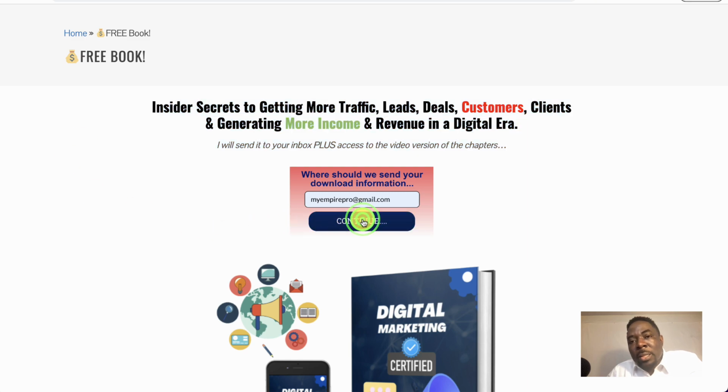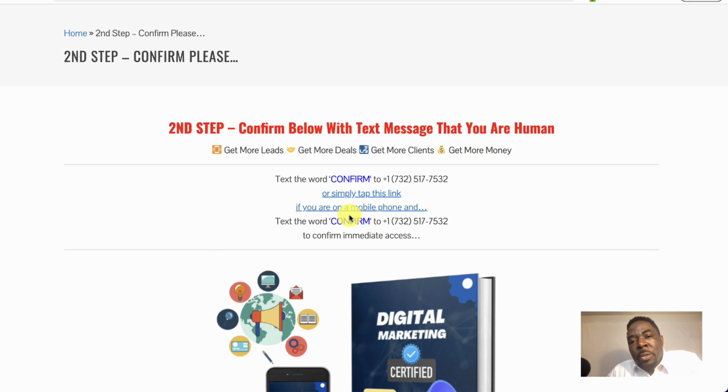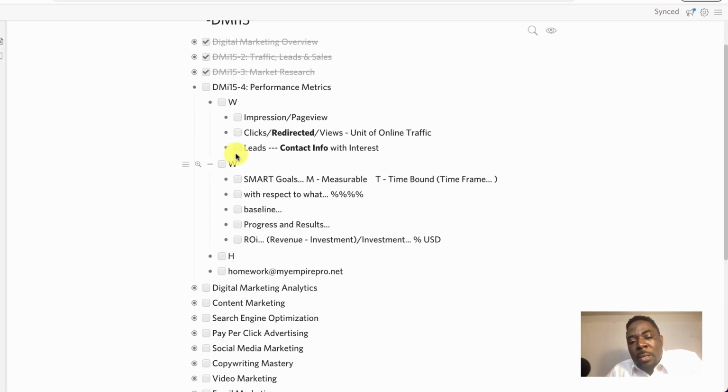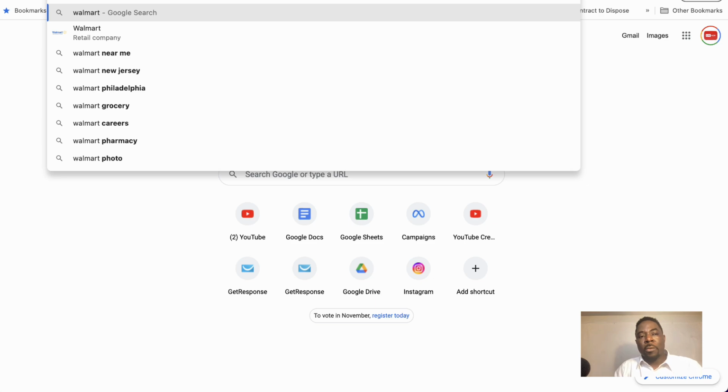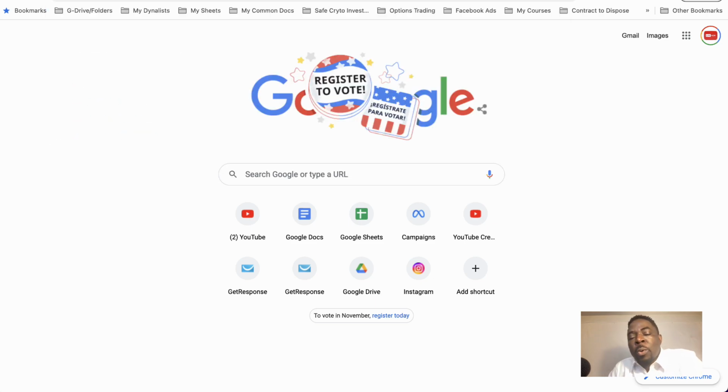If I click that, what does it do? It redirects to a page that tells me to continue the process. Okay. At that point in time, a lead was generated. As soon as we enter that information, a lead was generated. So let's go to Walmart.com. Let's see how Walmart is generating leads. Let's find out, right? Everybody knows what Walmart is.